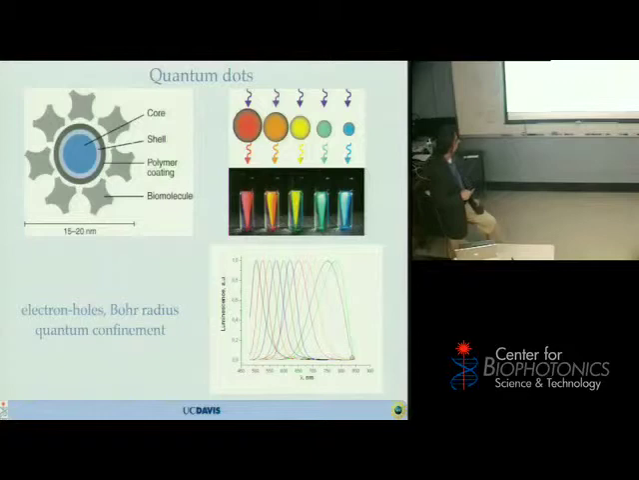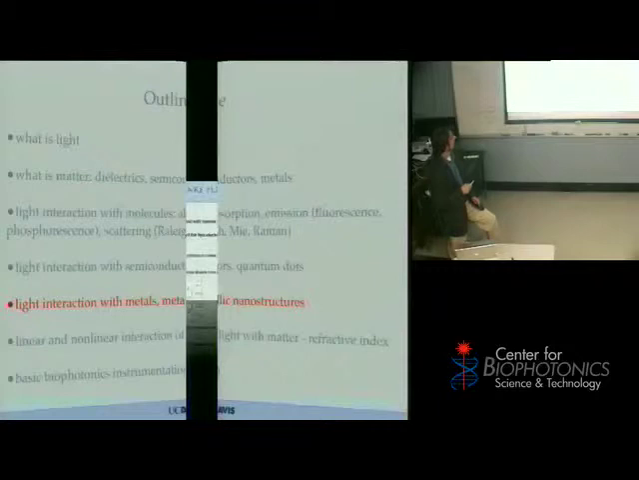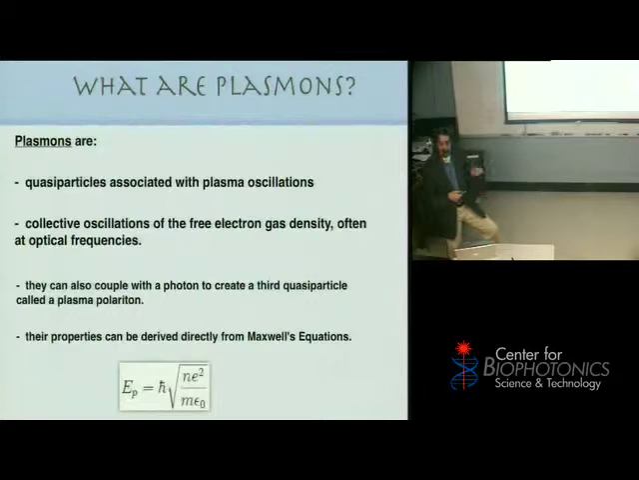Okay, with the next one, interaction with metals, and in particular, I'm going to talk about plasmons. Plasmons are basically plasma oscillations in metals, and plasmons are quasi-particles associated with these oscillations. Plasma is nothing else but an electron gas. So electrons oscillating in the metal will create these particles that are called plasmons. They are basically collective oscillations of a free electron gas.